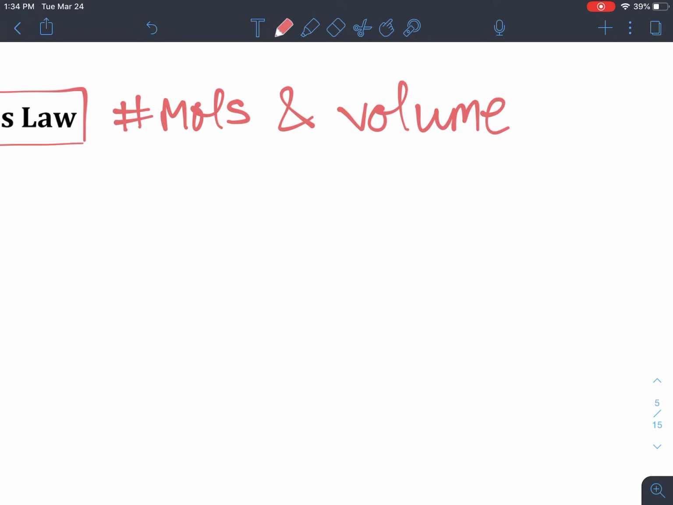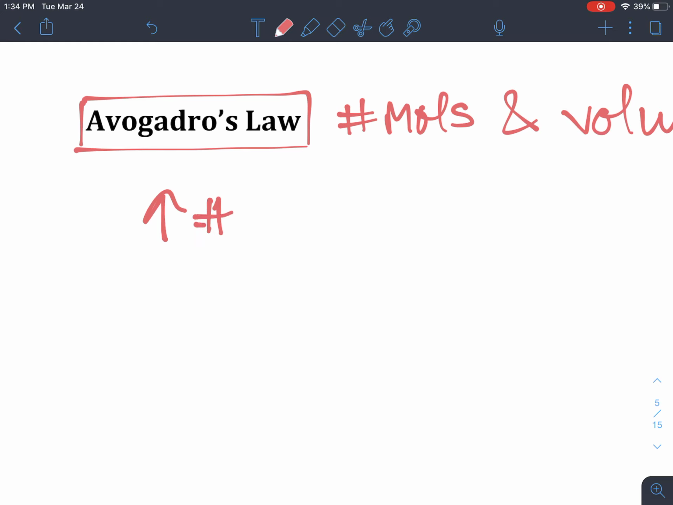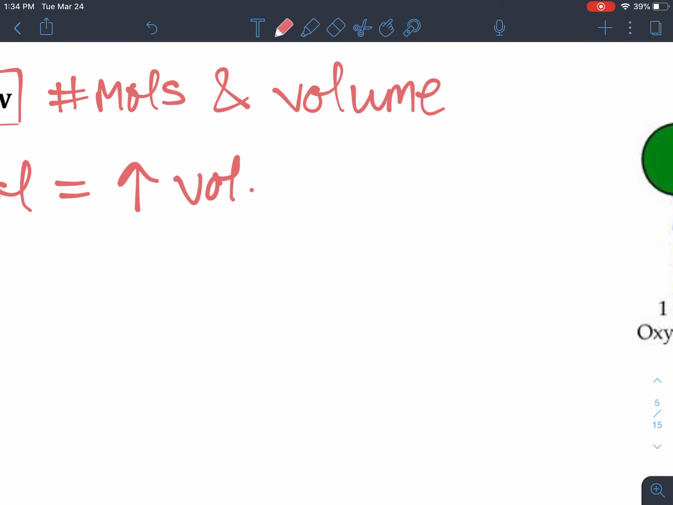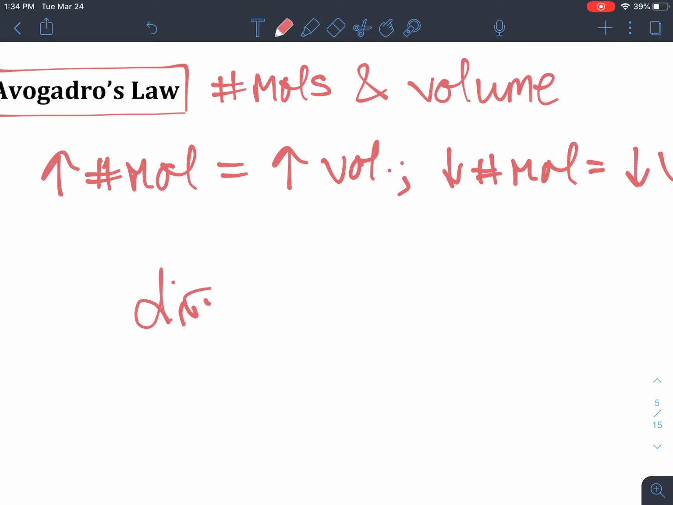So the relationship is, if there's an increase in the number of moles, that equals an increase in volume. And if there's a decrease in the number of moles, then the volume is lower. This is a direct relationship as well.